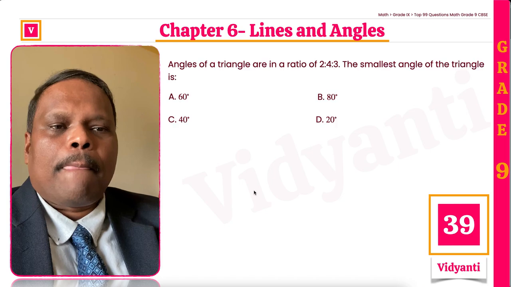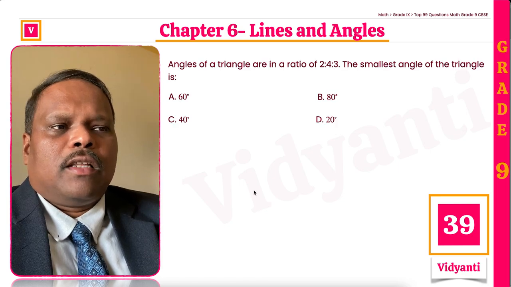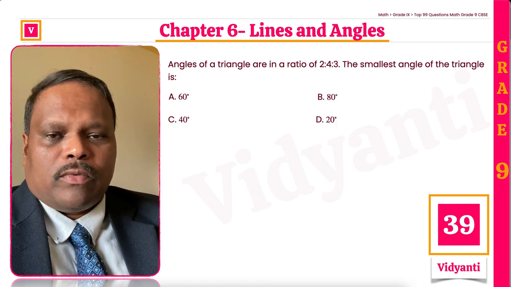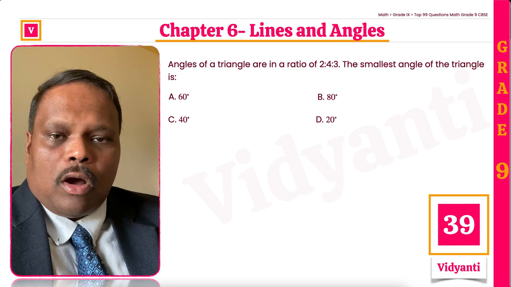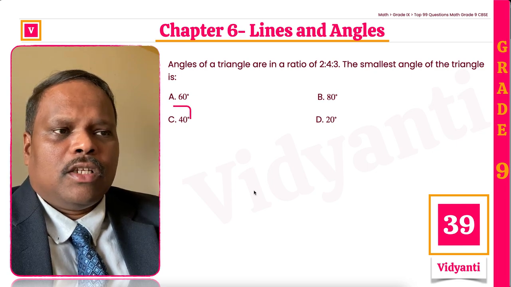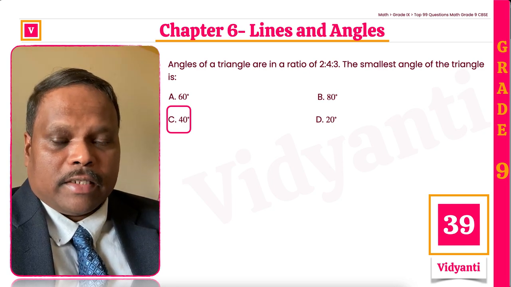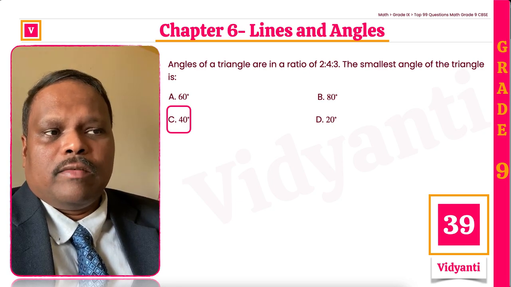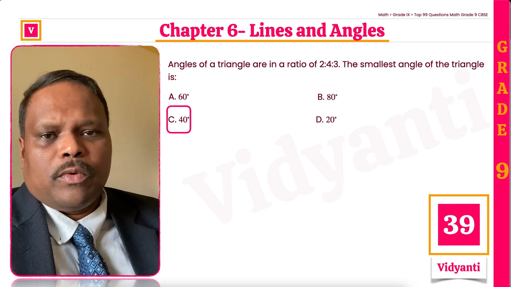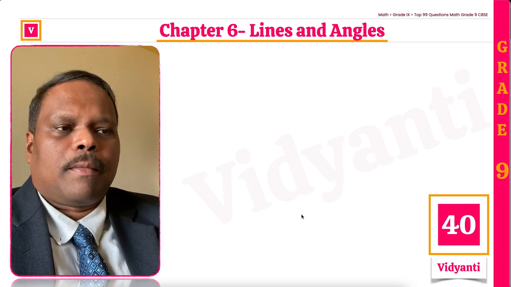72. Angles of a triangle are in the ratio 2, 4, 3. We know that the sum of all three angles of a triangle is 180. So that would come out to be 2x plus 4x plus 3x. Altogether it will be 9x, so x will be 20. The smallest angle will be 2x, which is 2 times 20, which is 40 degrees.